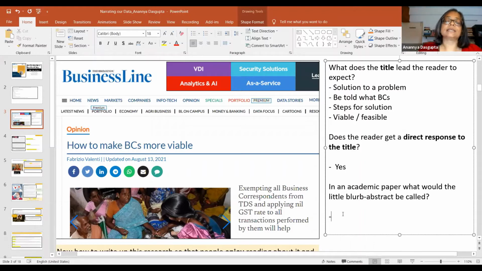My next question: in an academic paper, what would we call this blurb, this tiny blurb abstract, right? So you have the title and you have this. In an academic paper, what would this be called?